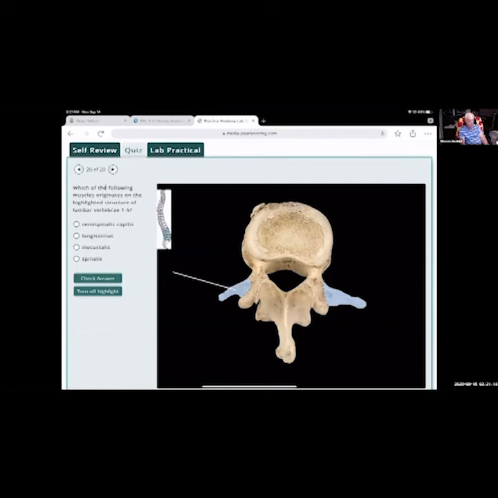And which of the following muscles originates on the highlighted structures of lumbar 1 through 5? We have not gone over this, so I wouldn't expect you to know that. But if you had to take a guess, what would you guess? Spinalis. Yes. It's the longissimus. Like I said, we haven't gone over that one yet, so I don't expect you to know that one yet. We haven't gone over the muscles at all.